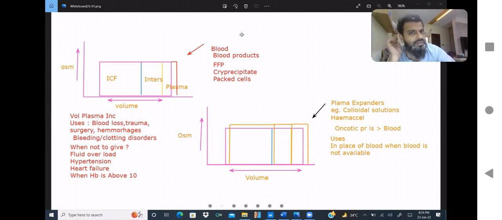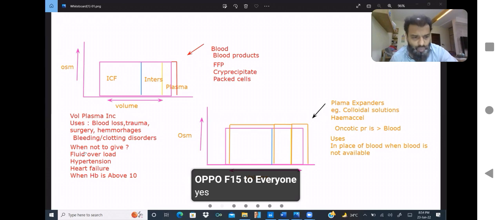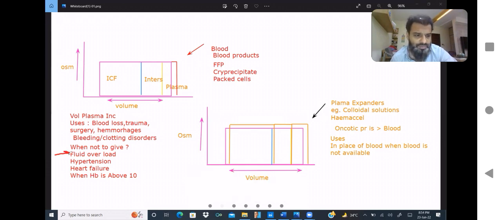Is it clear? Yes. Okay. And now there is one word I've had it here: fluid overload. What do you think? What is it? Fluid overload. Can a person go into fluid overload?